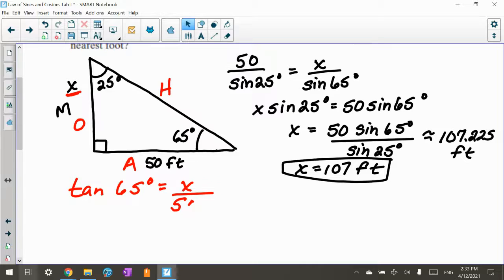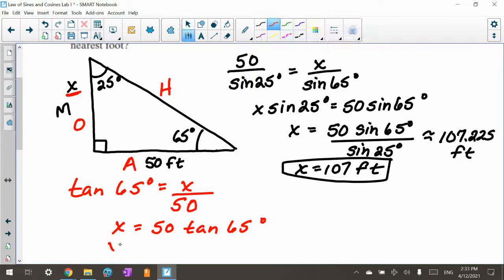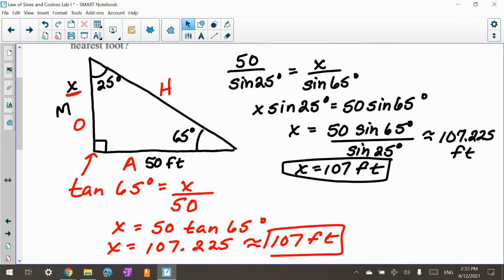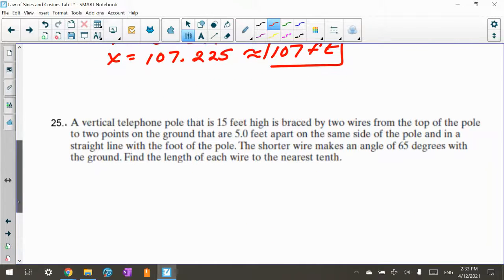which we did a ton of these earlier. So that's a 50. So if I cross multiply, X is 50 times the tangent of 65 degrees. And guess what you get, guys? Lo and behold, the same darn thing, 107.225 feet, but they want us to round it to 107 feet. So you could do it either way. They both work. And the reason why this one worked is because of this right angle. It's a right triangle, so I can use SOHCAHTOA. Well, that was fun. And my computer's not going crazy, so let's see if we can try another one.